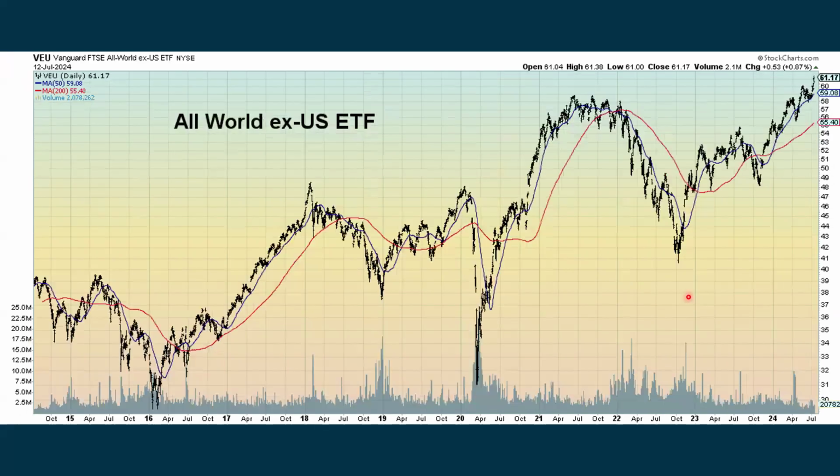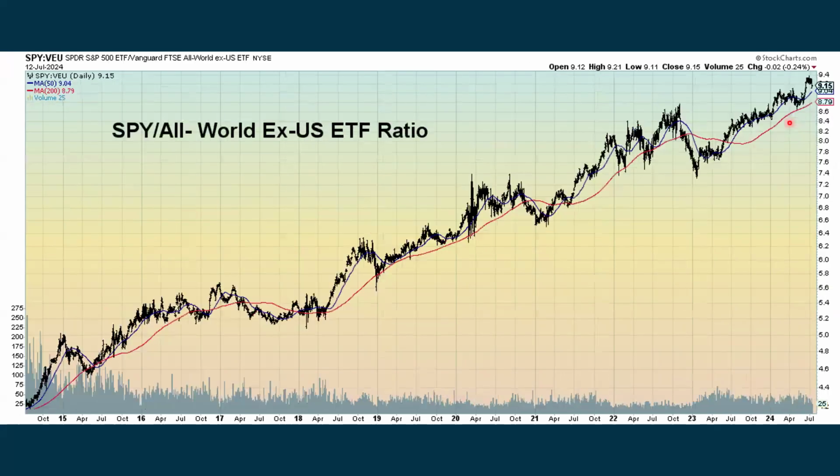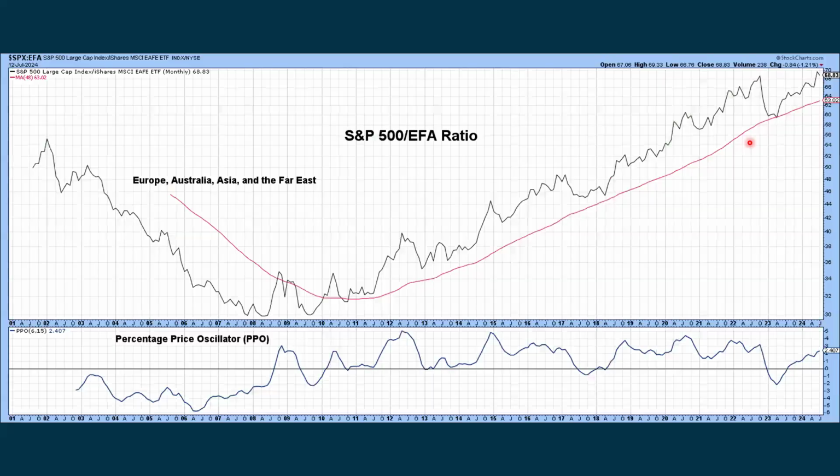And then the all world ETF, and you take out US stocks, even on a global basis, stocks are looking pretty positive. But then we do a ratio between the SPY, which is the US, and then we do that same ETF that we just looked at based on the all world stocks. This is showing how US stocks continue to outperform the rest of the world.